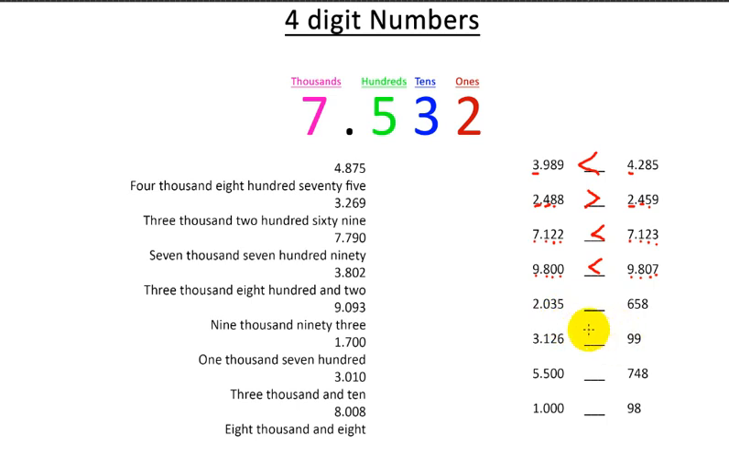Next up, we're going to talk about what happens when I try to compare a 4-digit number with a 3-digit number or less. Here, I do not compare this digit with this digit. I don't say that 2 is less than 6, so this is more. No, that's wrong. So I do not do that. Why? This number is automatically bigger because it has 4 digits.